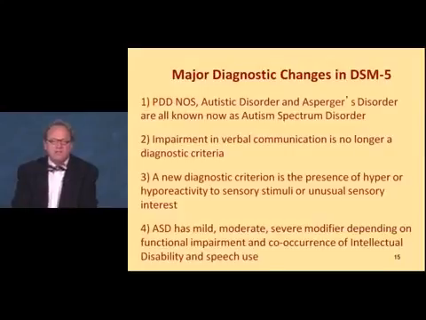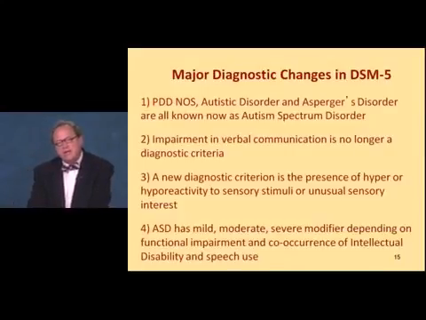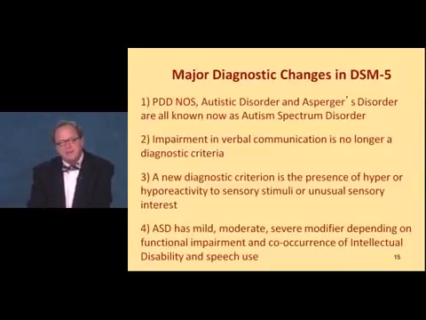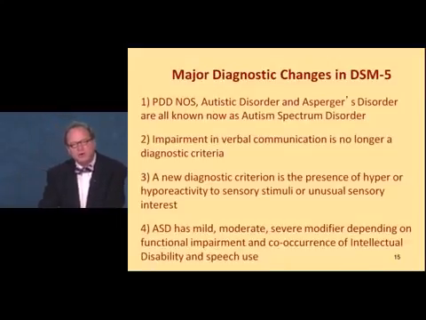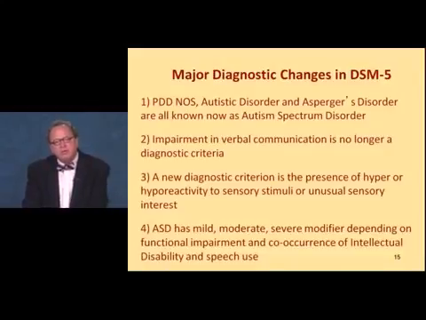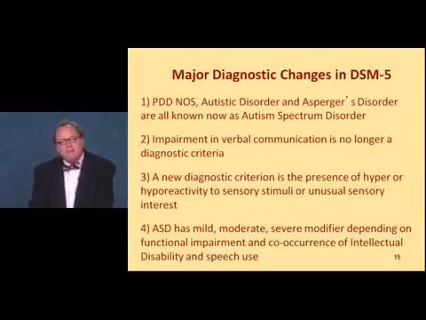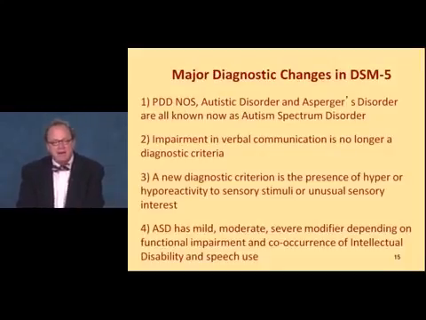This slide summarizes the major changes that occurred in the diagnostic switch from DSM-4 to DSM-5. So number one, autistic disorder, Asperger's disorder, and PDD-NOS have now been collapsed into one diagnosis called autism spectrum disorder, or ASD. Number two, the impairment in verbal communication has been eliminated and essentially combined with social impairment into one symptom domain. Number three, the criterion referring to sensory abnormalities has been added and highlighted.